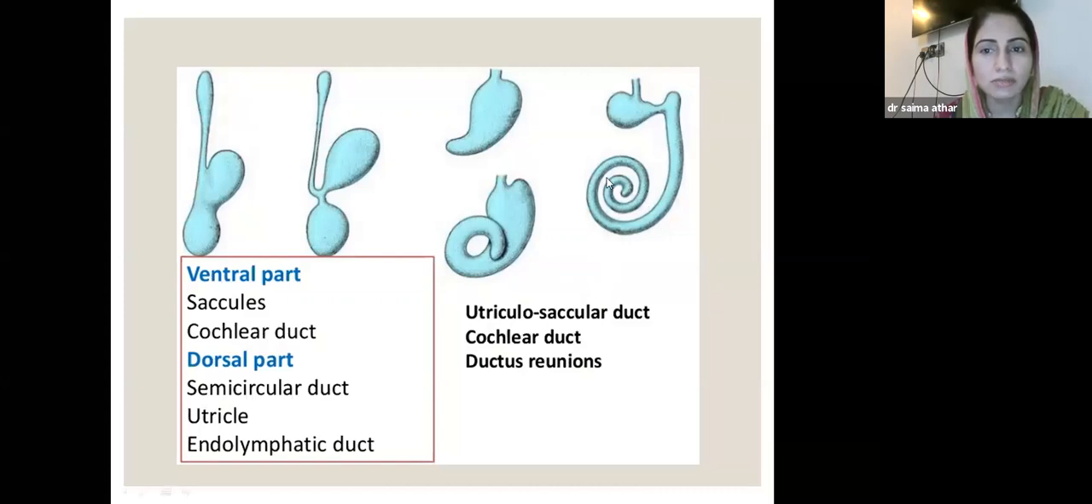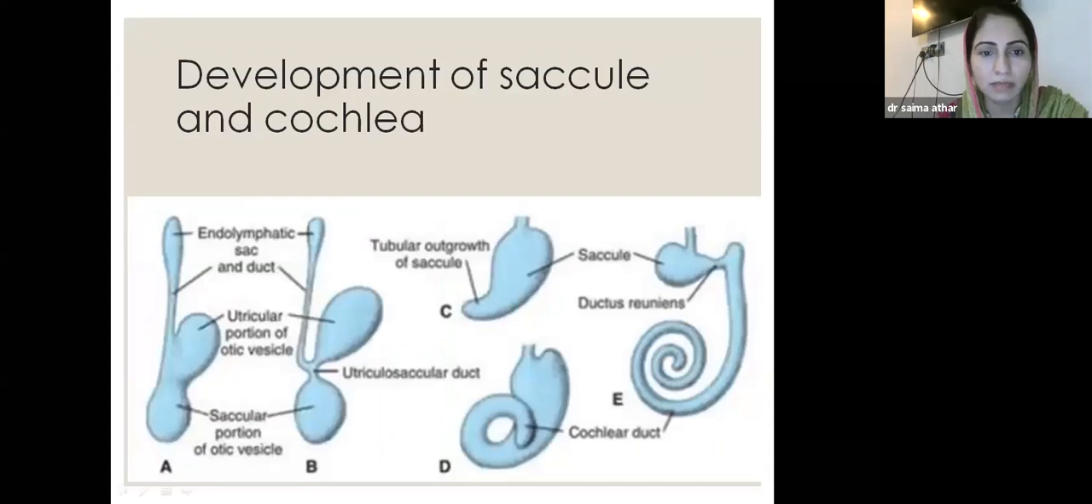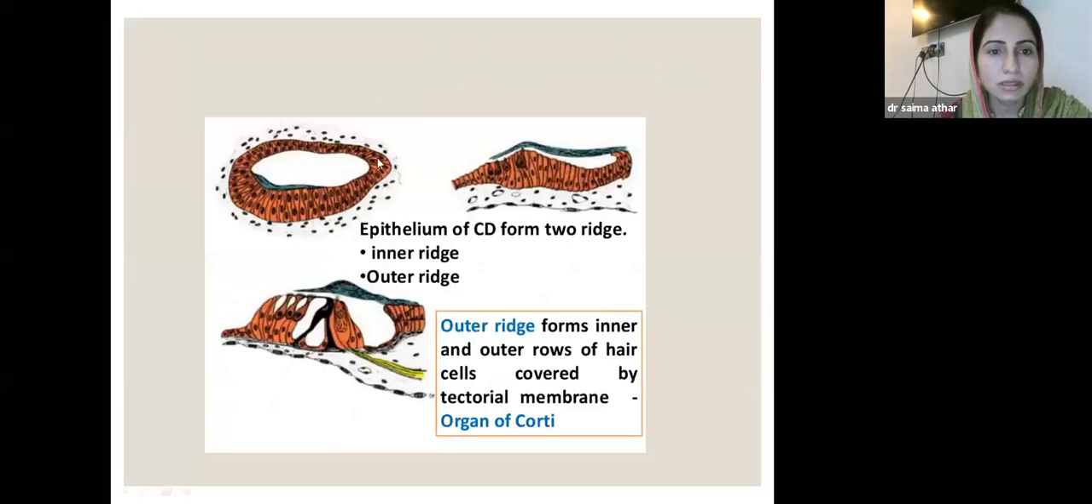Now, during this formation, there is mesenchyme all around. This mesenchyme will form the bony labyrinth. Okay, so this is the development of the saccule and the cochlea. This is the cochlear duct which has developed. Up till now, the organ of Corti has not developed. The organ of Corti has not developed. These white cells are the mesenchyme surrounding the cochlear duct.